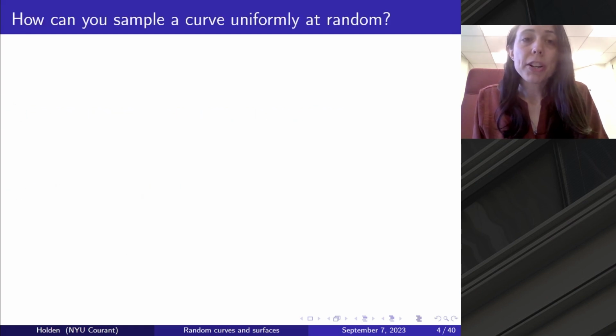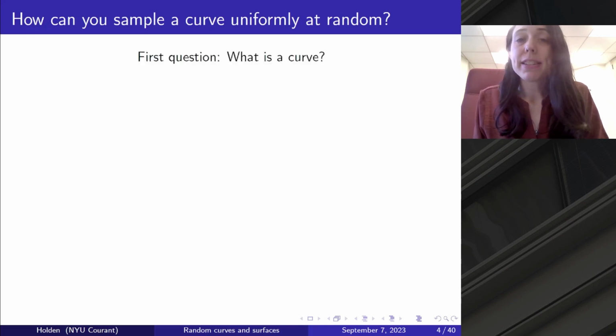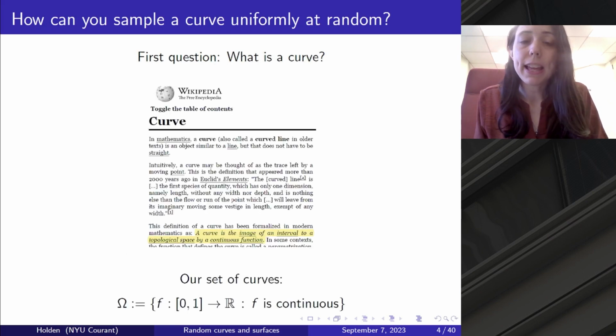So we start with the first part, and we start by asking a motivating question. How can one sample a curve uniformly at random? To answer this question, we first need to say what we mean by a curve. One precise mathematical definition of a curve is to say that the curve is the image of an interval to a topological space by a continuous function.